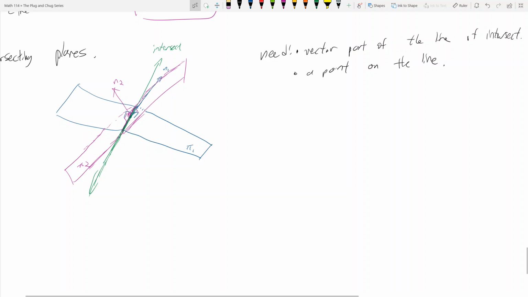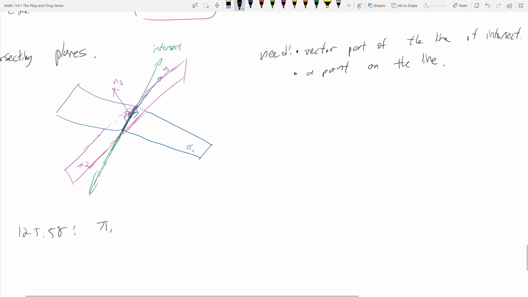What example should I do? Are they just not going to have intersecting planes? Oh yeah, cool. Okay, so let's do 58. So 12, 5, 58. All right.